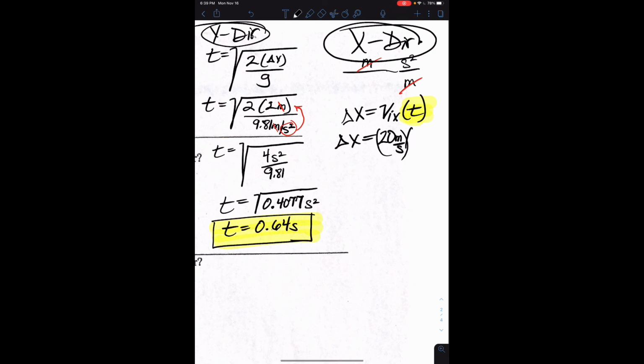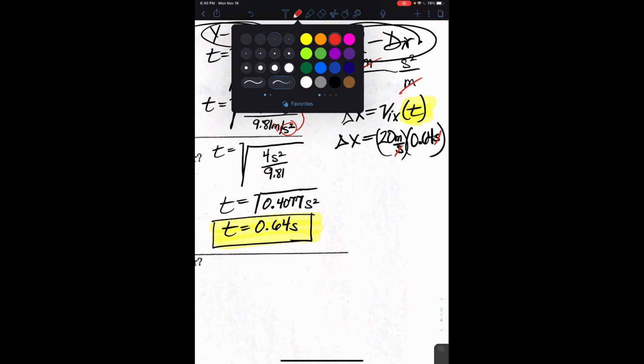So we'll go ahead and plug in 0.64 seconds. You can also see, if you're paying attention to the units, seconds are going to cancel. And we'll just multiply that by 20. I'm getting about 12.8. Just going to check it one time. I think a better answer might be 12.771, but I'm going to go ahead and round just to 12.8 and call it good.